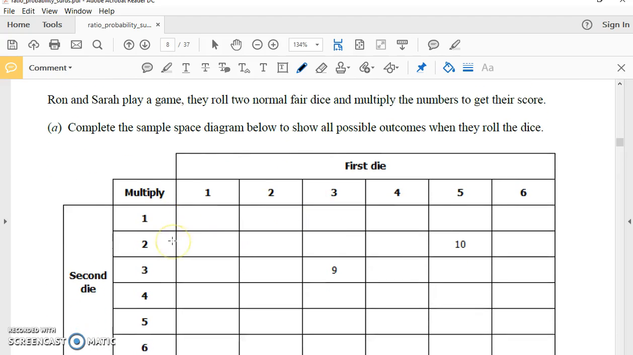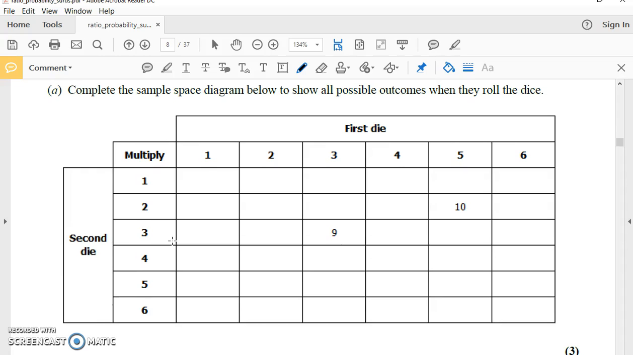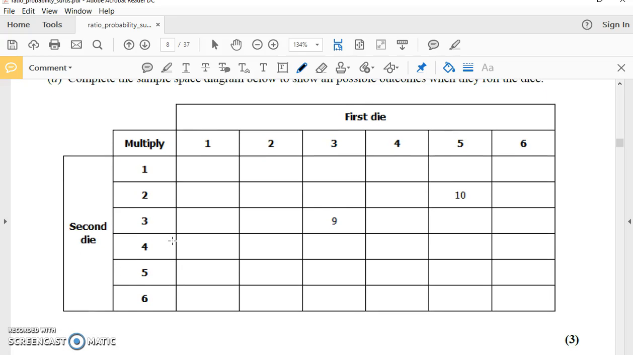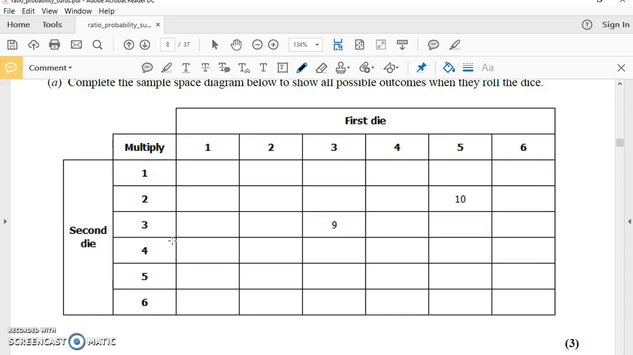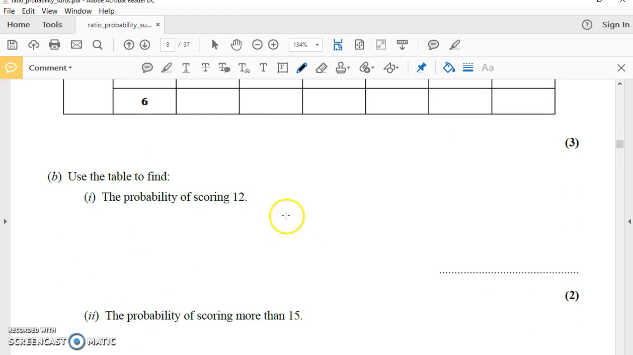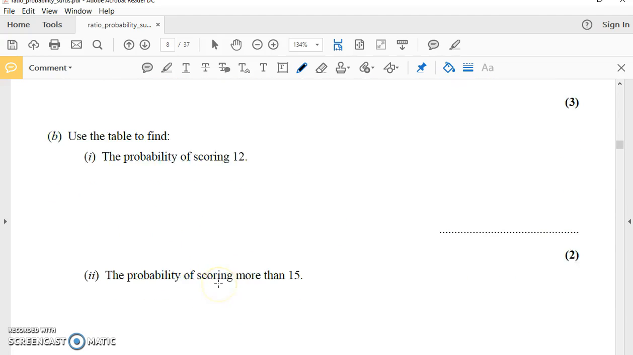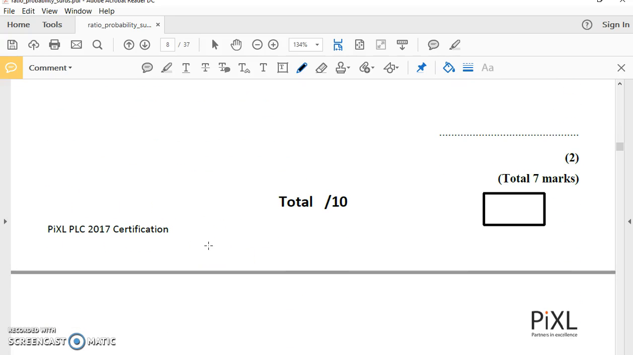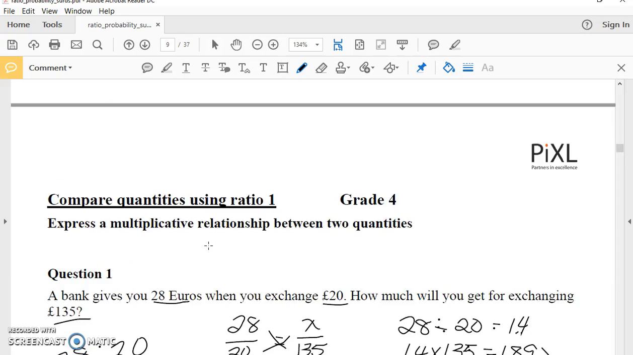This one, once you figure out what the pattern is, so what they're doing is they're multiplying the first die by the second die. Okay, so you're going to fill in all the scores that you could possibly have. So we've got 1, 2, 3, 4, 5, 6, okay, 2, 4, 6, 8, so on and so forth, all the way down. Okay, then it wants you to find the table, the probability of scoring 12, scoring more than 15. Okay, so again, you're just using the table to find out what the probability is.